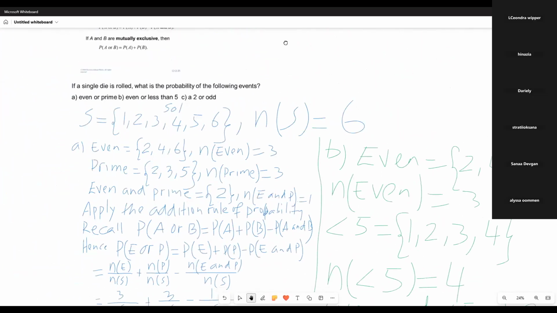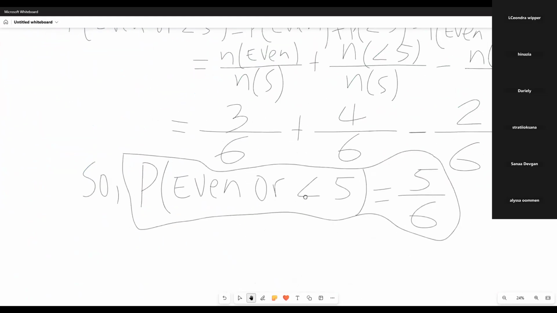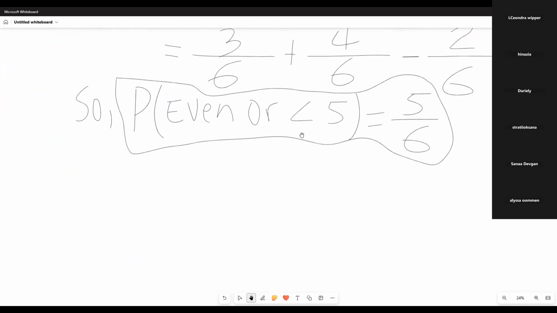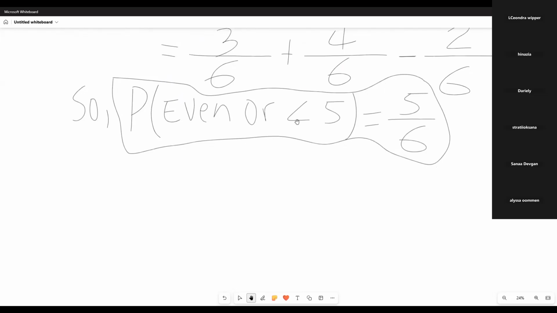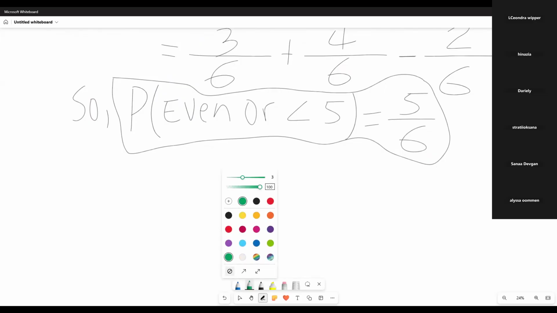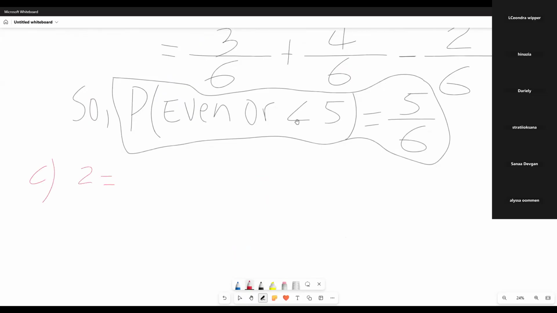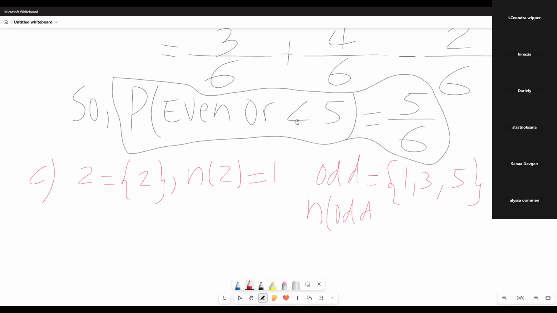Part C is 2 or odd. Okay? 2 or odd. Two or odd is just 2. So N of 2 is just 1. Odd would be 1, 3, 5, equals 3.